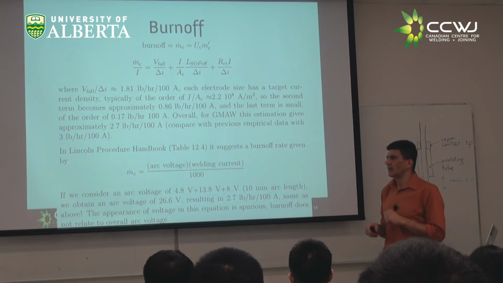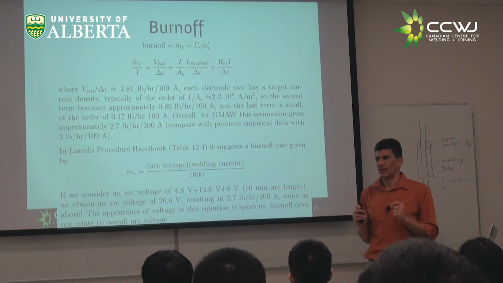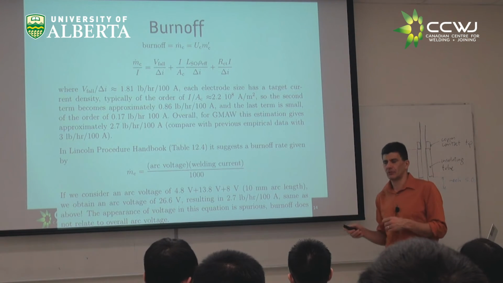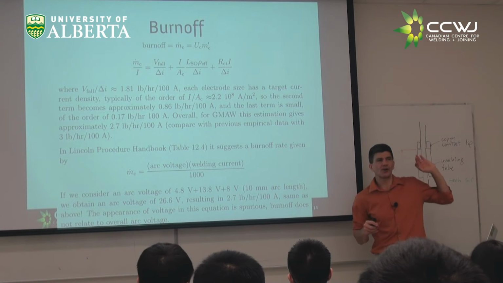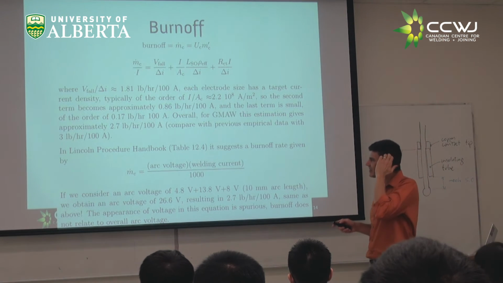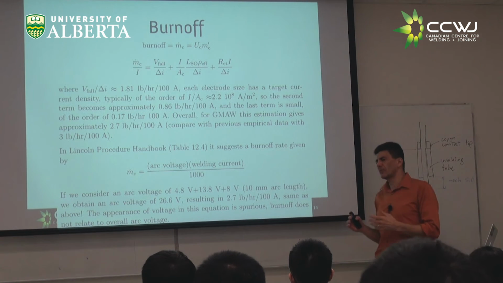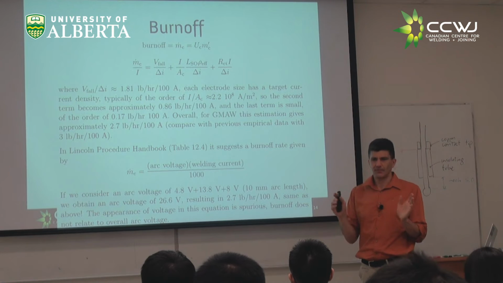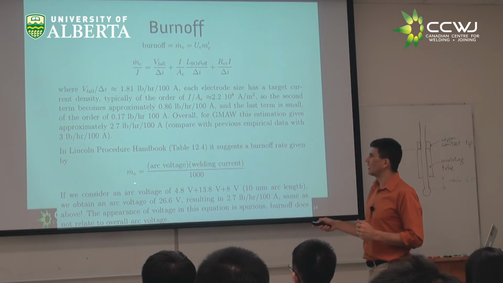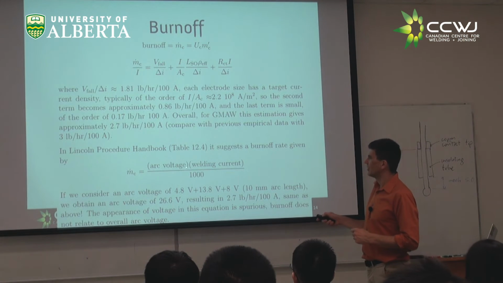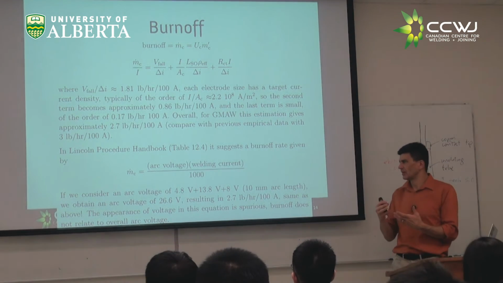Extremely powerful. Now, something that I think is so amazing. If you go to the Lincoln Procedure Handbook, to the section on the economics of welding, it says, to do the economics, we need the deposition rate. And without giving any justification, they say you can approximate the deposition rate as arc voltage times current divided by 1,000. This is in pounds an hour, right?